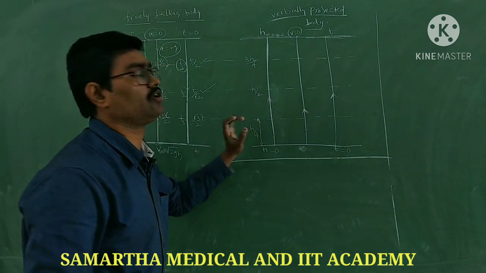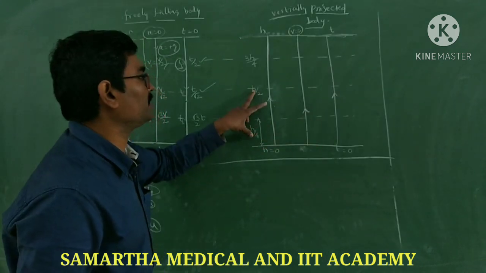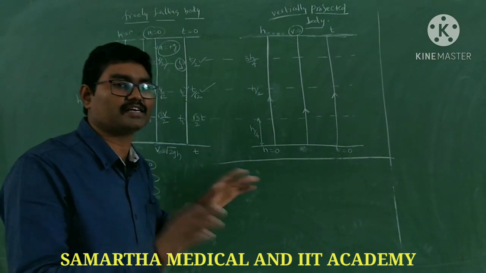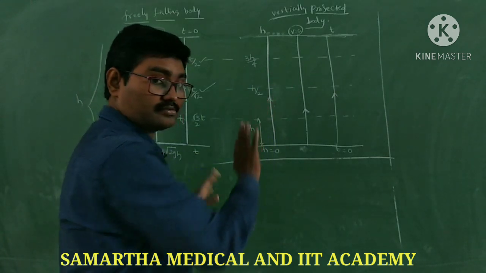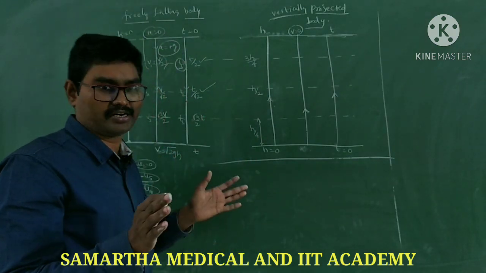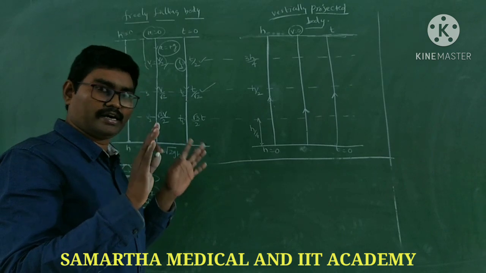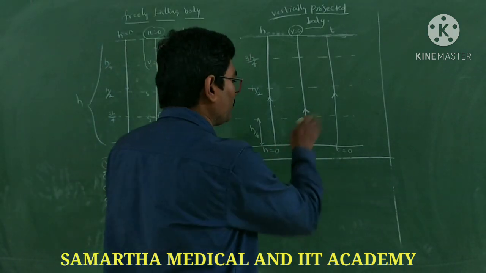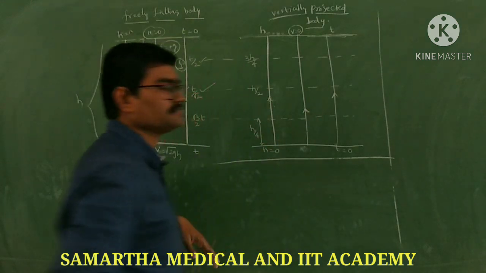At h by 4, what is the velocity? At h by 2, what is the velocity? At 3h by 4, what is the velocity? I am not taking the time to consider this distance. Just at that height, what are the velocities I am calculating. Okay, now clear? Any doubt? So now I need to calculate that. Tell me, at h by 4 what is the velocity?